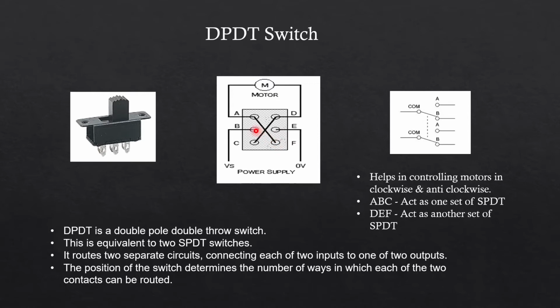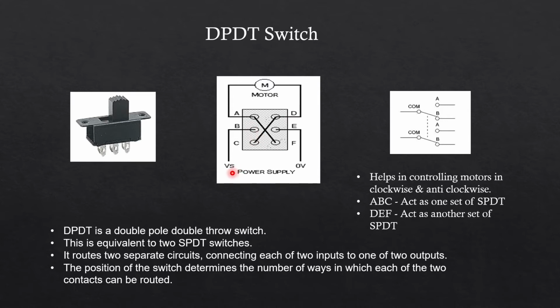Okay, so basically when you move the switch up, that means AB gets connected. When you move the switch down, that means BC gets connected. So similarly for this side of the switch. So ABC act as one set of SPDT, and then the second set, DEF, acts as the second SPDT.